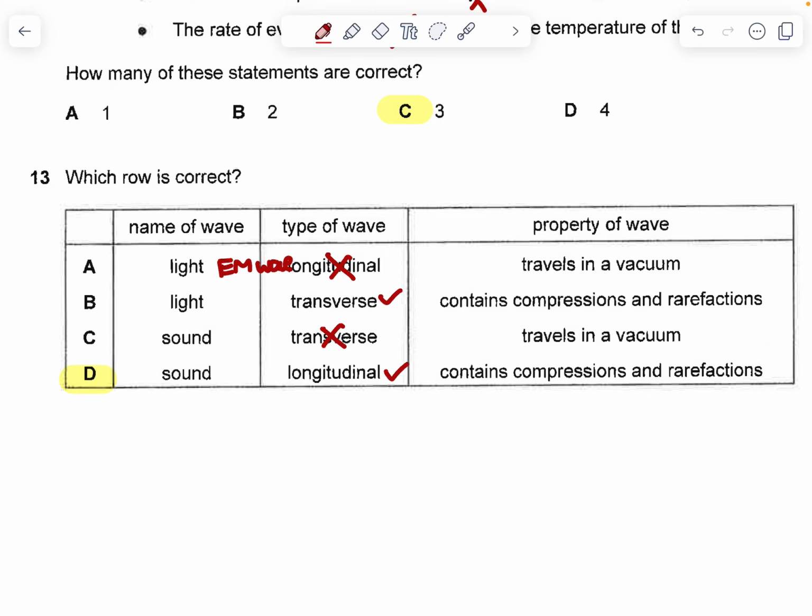So for transverse waves, they can travel in vacuum. That's correct. They do not have compression or rarefaction. Sound cannot travel in a vacuum. It requires a medium. However, sound waves have compression and rarefaction.